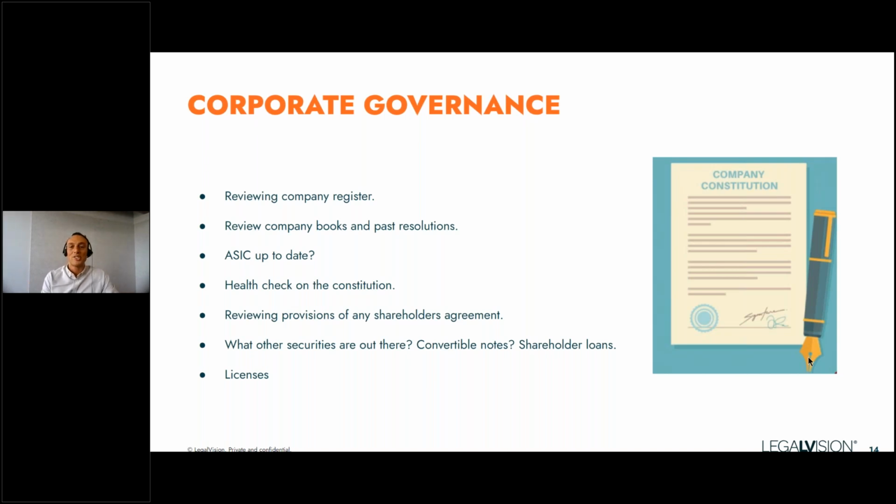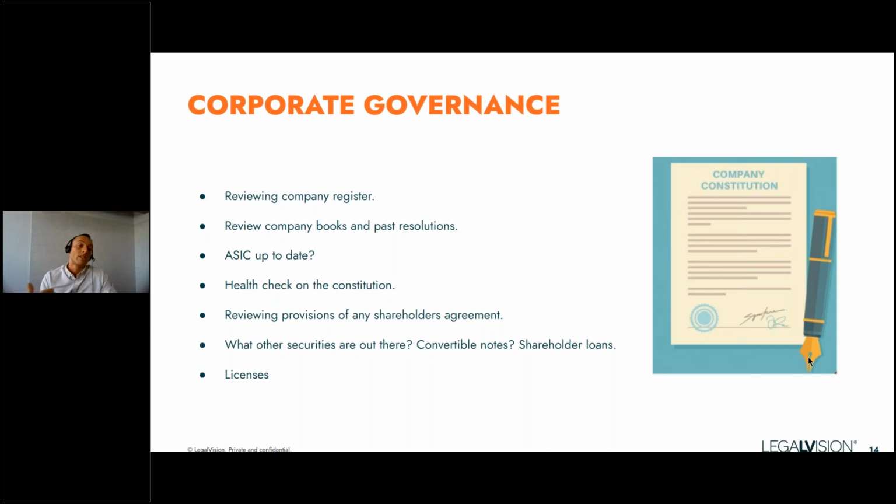Is the ASIC record up to date? What does their shareholders agreement look like? Are there any relevant provisions in there that we need to potentially deal with in terms of approvals of the transaction or otherwise? If you're in a share sale transaction and it involves a major shareholder having to drag minor shareholders along, what do those drag along rights say in the shareholders agreement? Doing a bit of a sanity or health check on the constitution of the company. Again, are there any relevant provisions there?